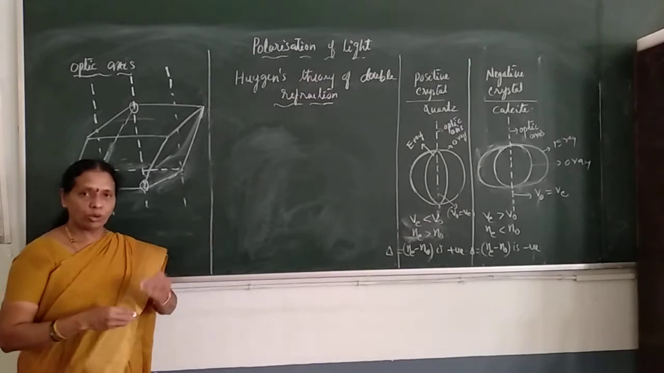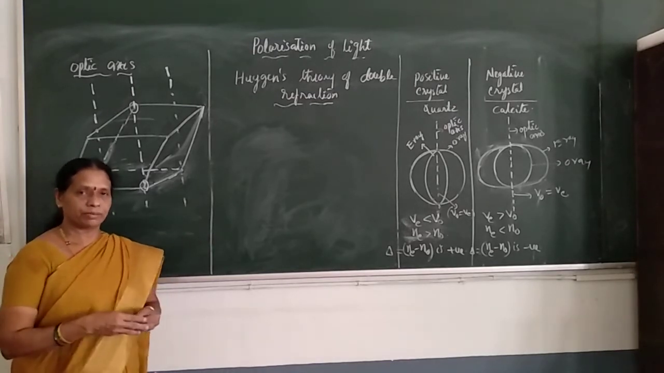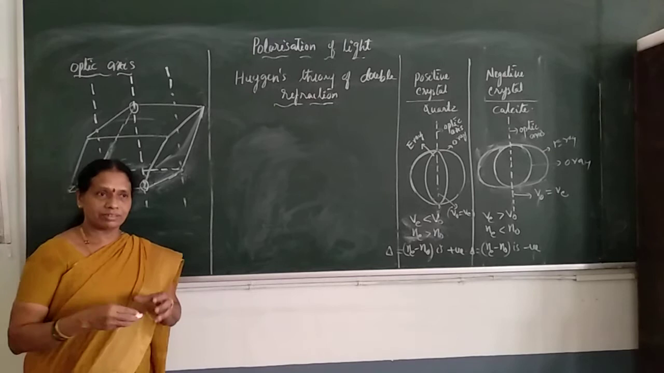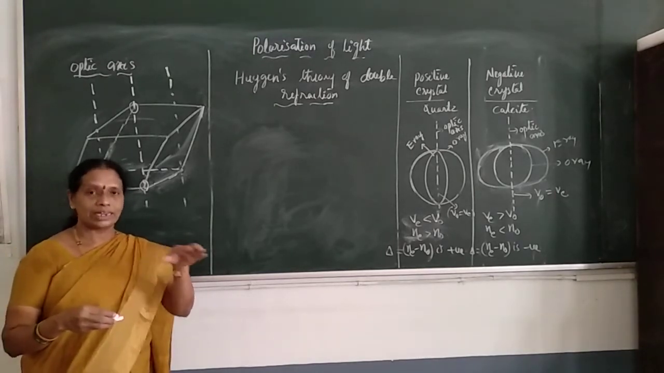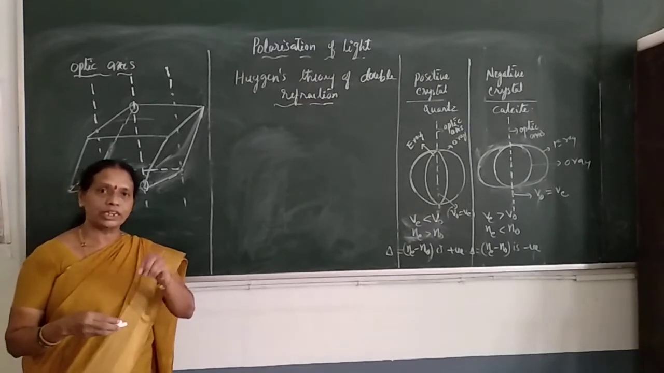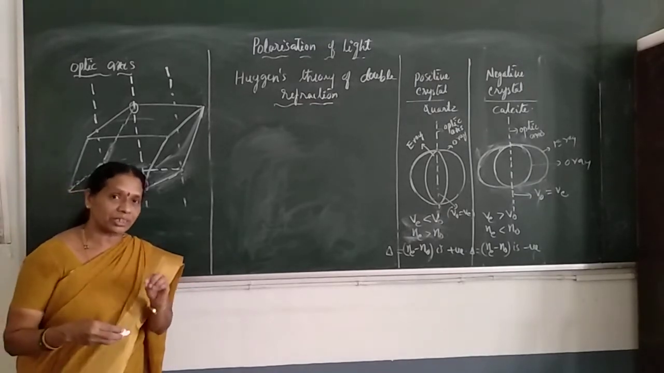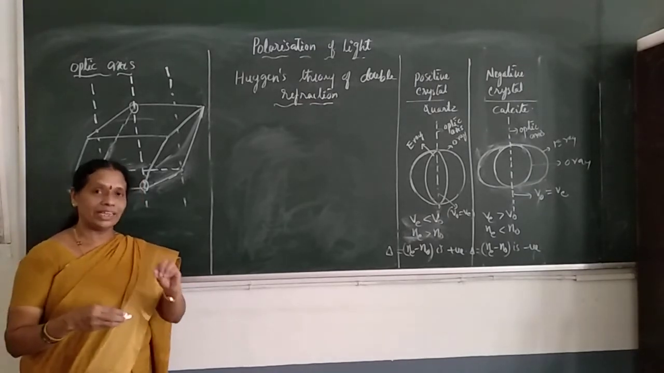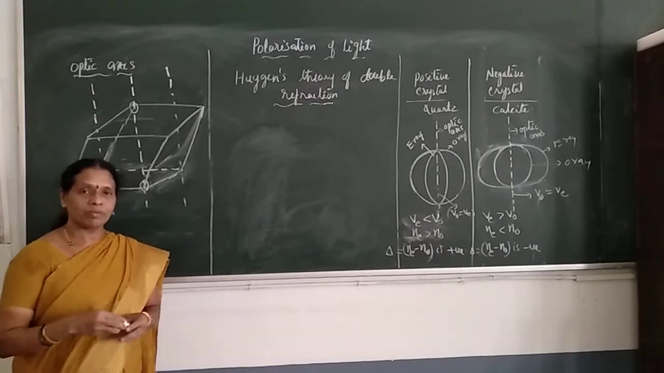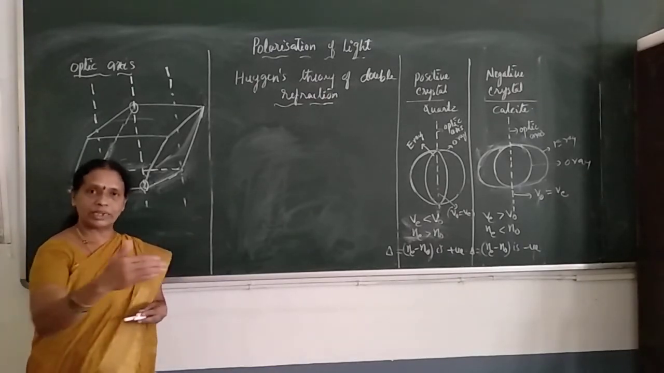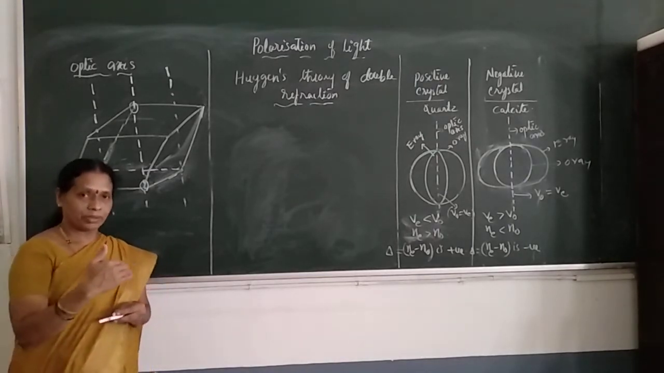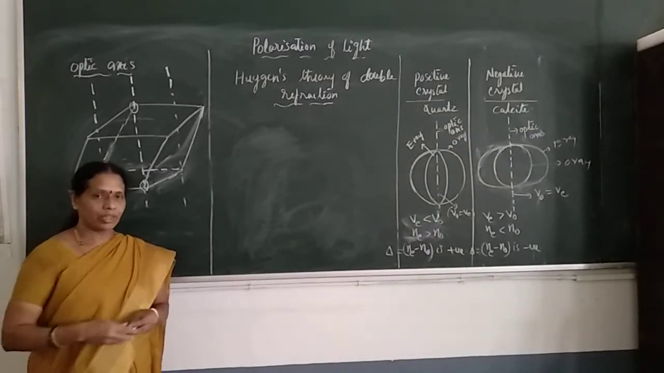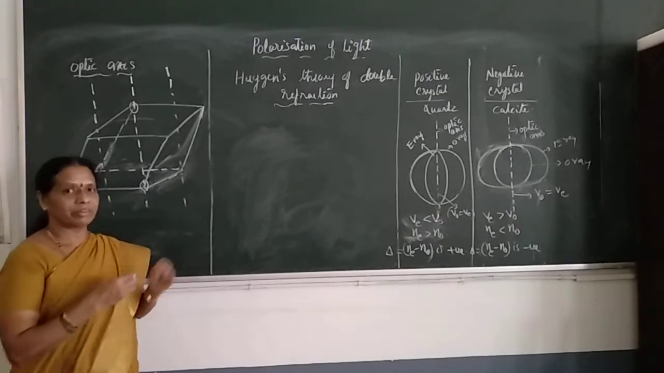The E ray and O ray differ in their properties. The O ray has the same property at all the points of the crystal or in all directions. It travels with the same speed in all directions, so the refractive index of the crystal is constant for the O ray. Whereas the E ray travels with a different speed in different directions, so the refractive index of the crystal is different in different directions for the E ray. These things we studied in the previous class.